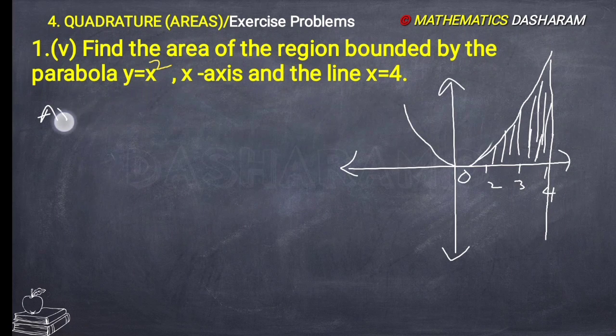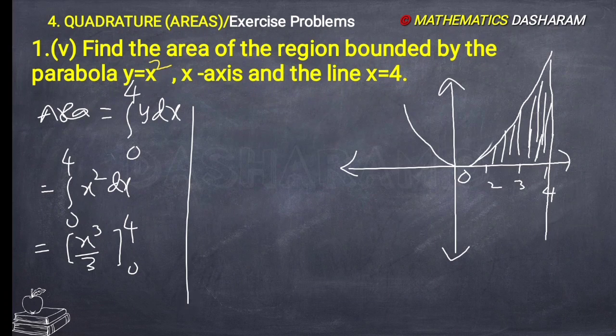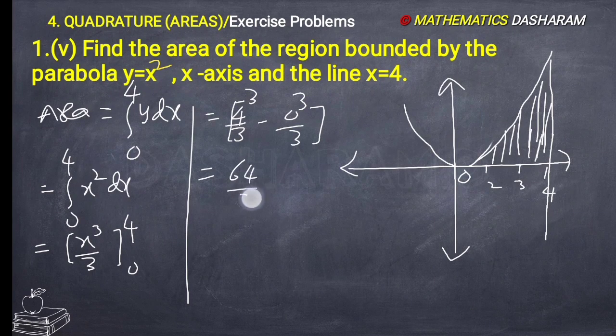Therefore area equals integration, where the lower limit is 0 and the upper limit is 4, y dx. So it equals integration 0 to 4 x square dx. Then x cube by 3, from 0 to 4. So it equals 4 to the power of 3 divided by 3 minus 0 to the power of 3 divided by 3. So 4 cube is 64 divided by 3 minus 0. So 64 by 3 square units.